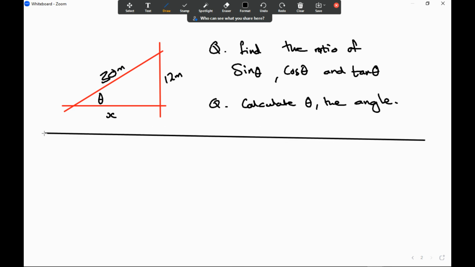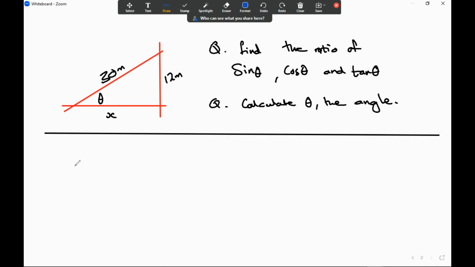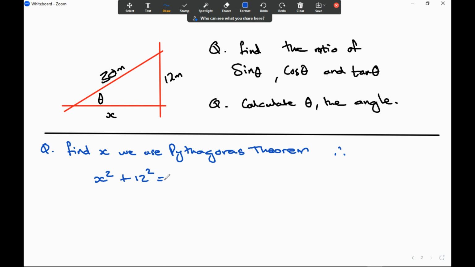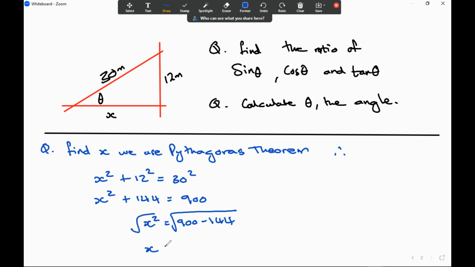So in order to do this question, the first thing I need to do is calculate x. So let's go ahead and find x. To find x, we use Pythagoras theorem because we know two sides. So therefore, we'll have x squared plus 12 squared equals 30 squared. x squared plus 144 equals 900. x squared equals 900 minus 144. Square rooting both sides gets me x equals the square root of 900 minus 144. Grab your calculator. Square root of 900 minus 144 comes to 27.5 to three significant figures. So x is equal to 27.5 meters.